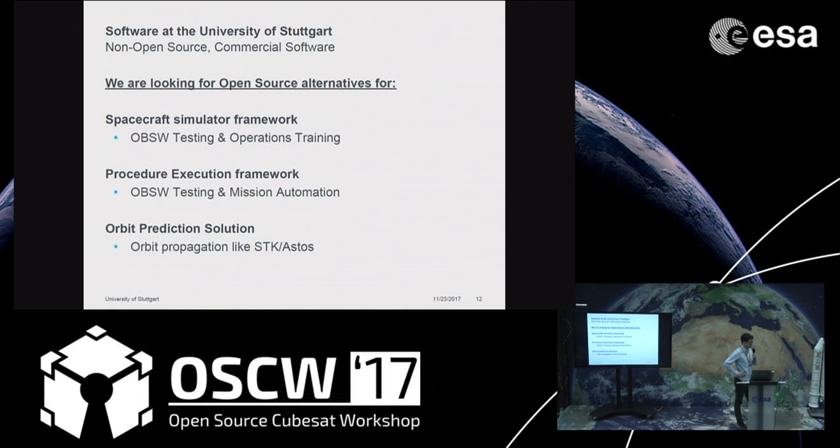We have SCOS 2000, so we basically have a MIB, a mission information base. But we have it also in another format. We have it for SCOS in the traditional format, these dot files you maybe know. And then we have a MySQL database where the MIB data is also stored.